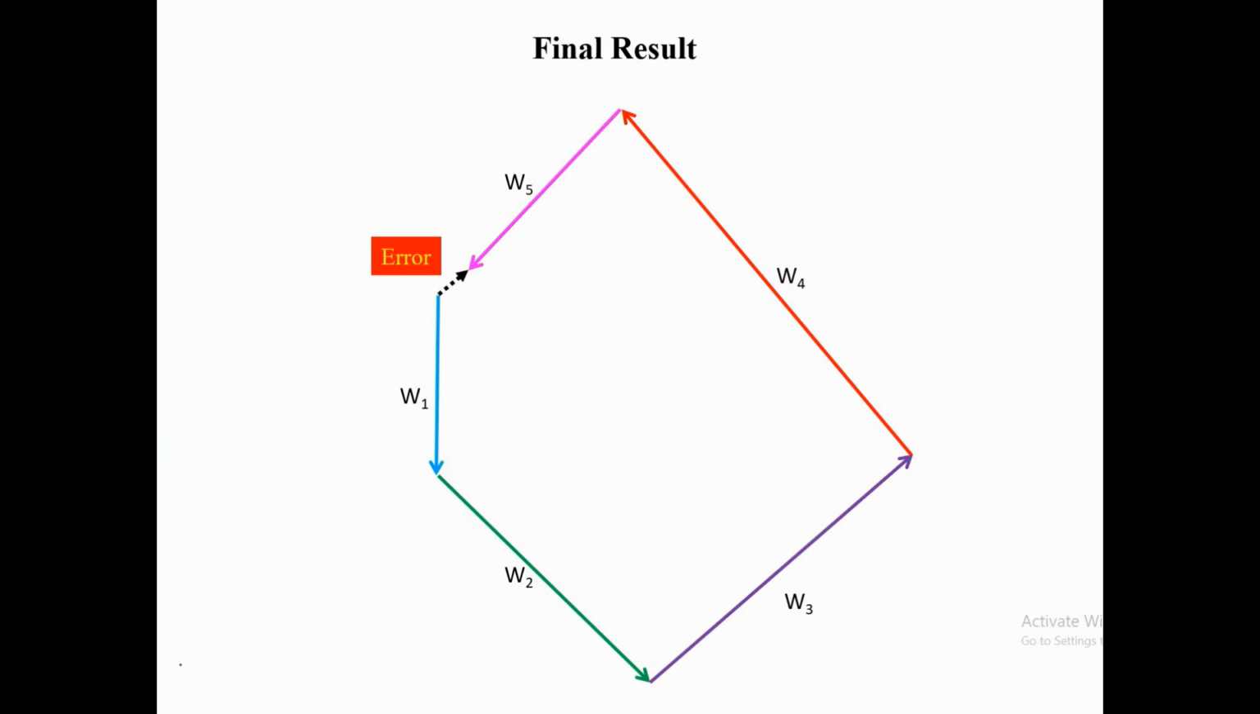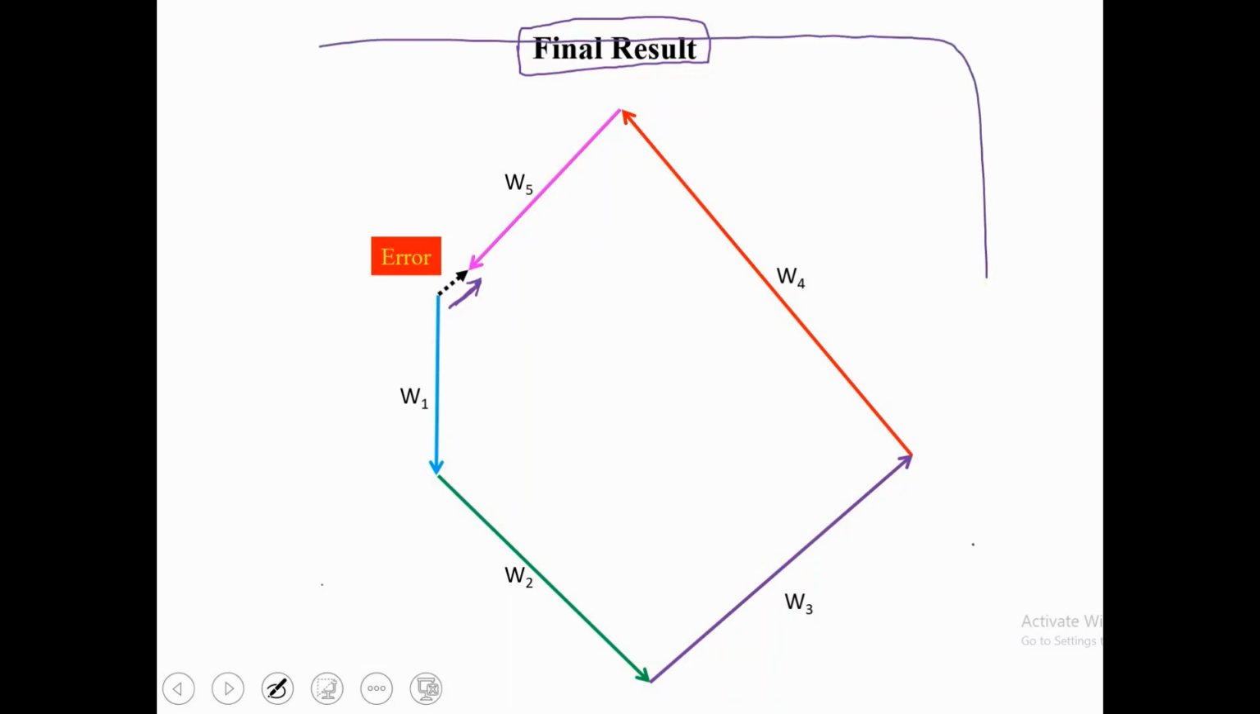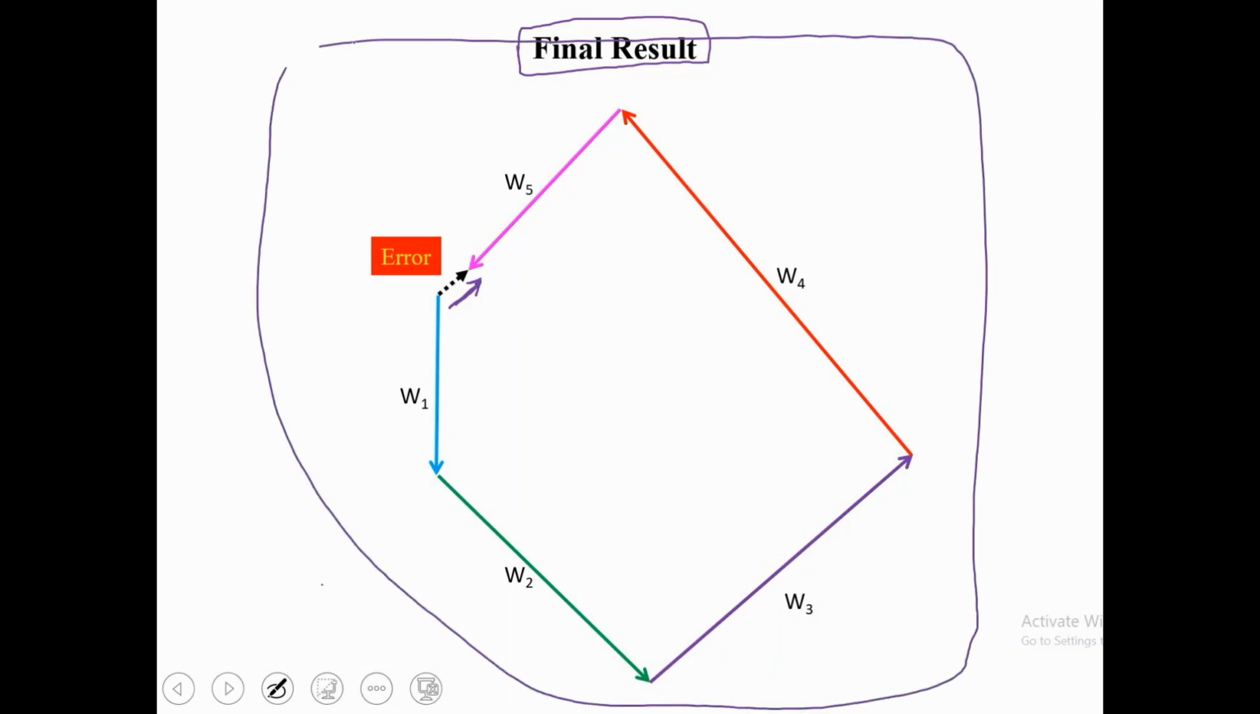So this is how you will represent the final result of your experiment. You'll represent the error by drawing a line opposite to the order, that is you'll connect tail of this line to the tail of the first vector and head of this line to the head of the last vector. So this will represent your error and this whole figure will represent the final result of your experiment.